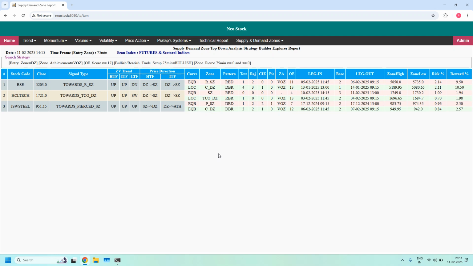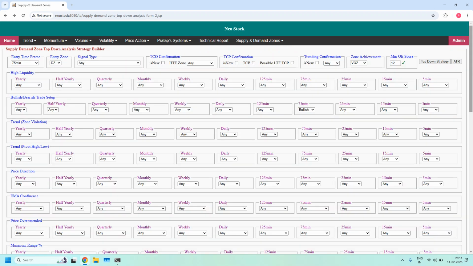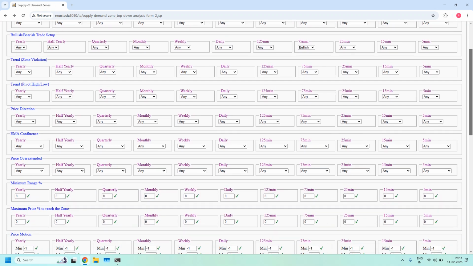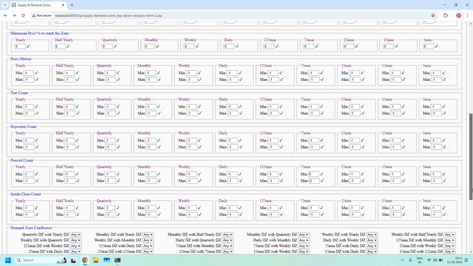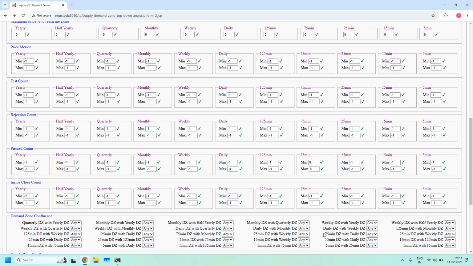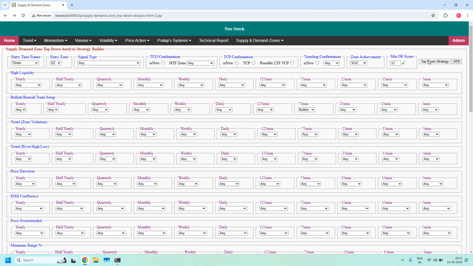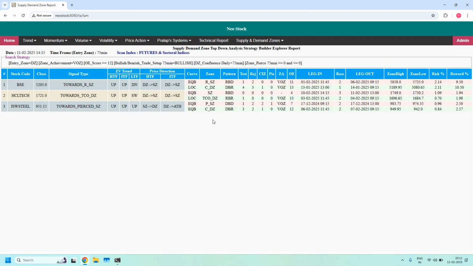Out of these 3 zones, how many are having ITF confluence? Let us verify. That is 75 minutes demand zone with daily demand zone confluence. I am enabling that filter. Out of 3, we got all the 3. That means in all the 3 stocks, these 75 minutes demand zones are overlapped with the daily demand zone. And daily trend is up in all the 3 stocks.